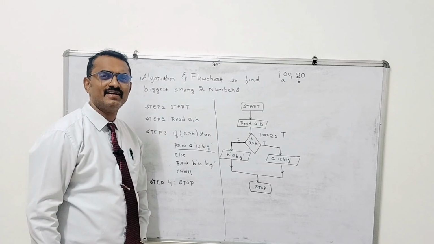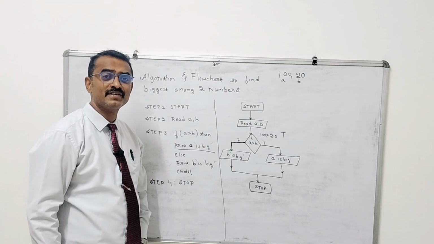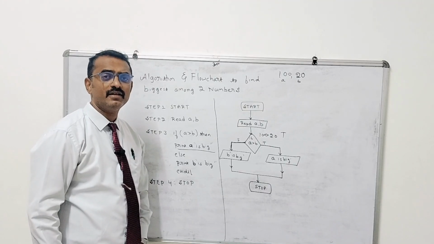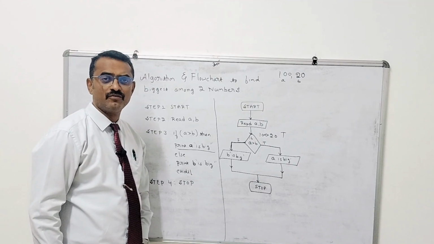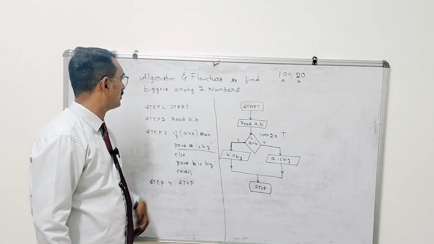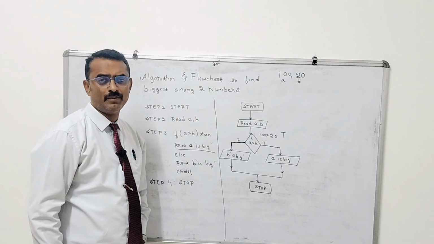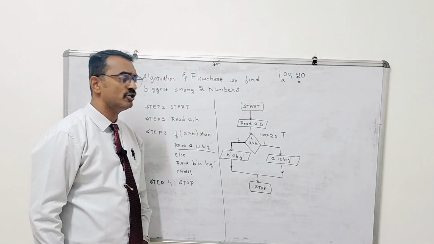Hello my dear students, let us try to understand today the algorithm and flowchart to find the biggest among two numbers. Now see, here to solve this algorithm and flowchart, we must have the idea of selection control statement, that is if else. So let us try to solve one problem, that is biggest among two numbers. Assume that user will give you two numbers randomly, that is 100 and 20.